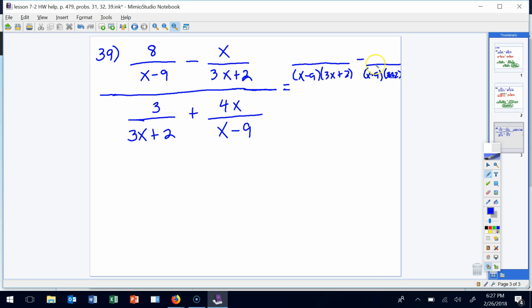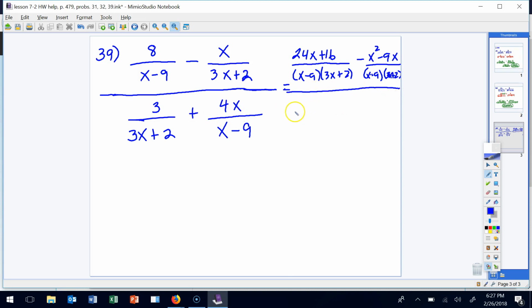Okay, so let's just go ahead and take care of this top half. If I divide x minus 9 into this LCD, the x minus 9s would cancel. And the part that doesn't cancel, 3x plus 2, multiplies by 8. And that will be 24x plus 16. Same idea over here. This time 3x plus 2 is going to cancel, leaving x minus 9. And I'm going to multiply x minus 9 times x. That's x squared minus 9x.